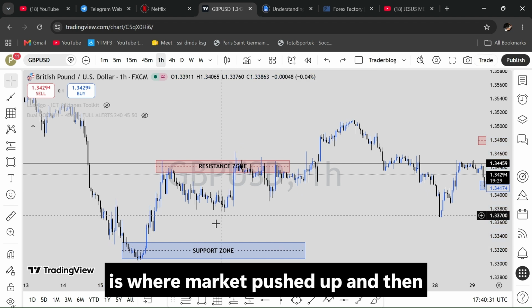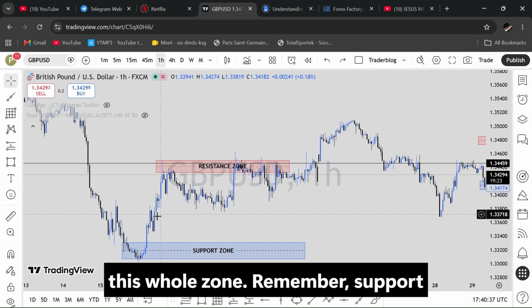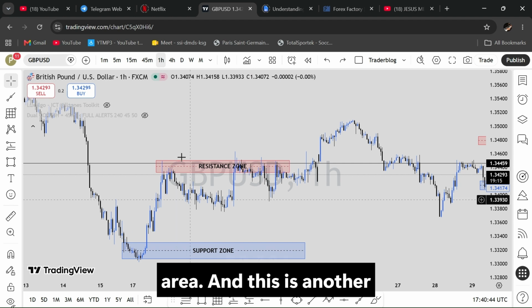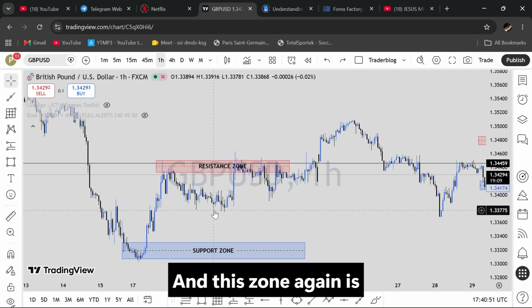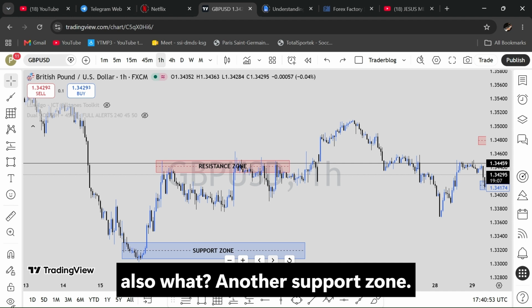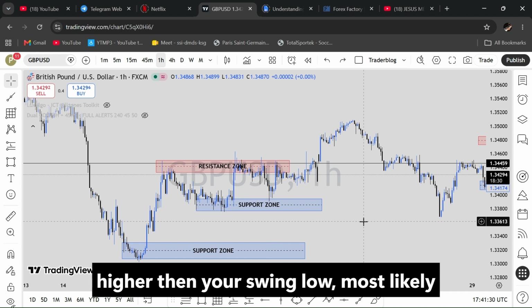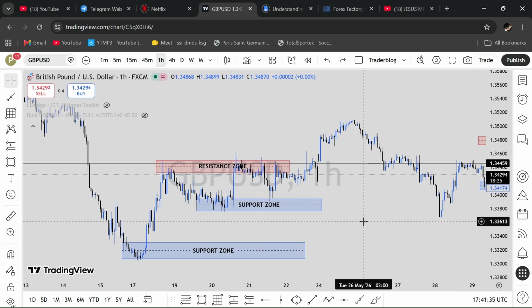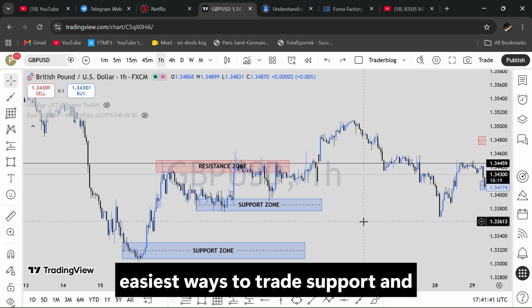So you realize that this is where the market pushed up, and then it's called what? Support. This whole zone. Remember, support is not a price point, it's a zone, it's an area. And this is another place where price pushed down. This zone again is also what? Another resistance zone. So if you can draw your swing high and then your swing low, most likely you can draw support and resistance areas. And this is one of the easiest ways to trade support and resistance areas.